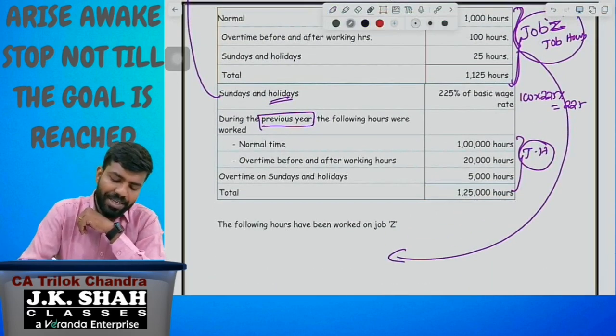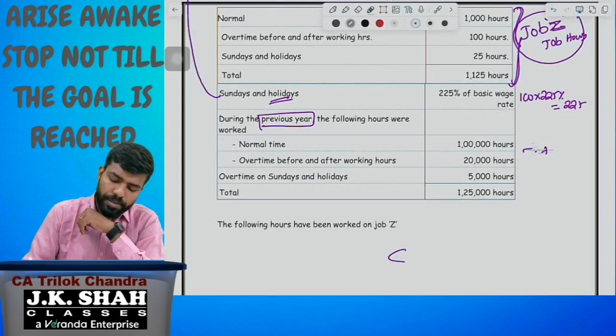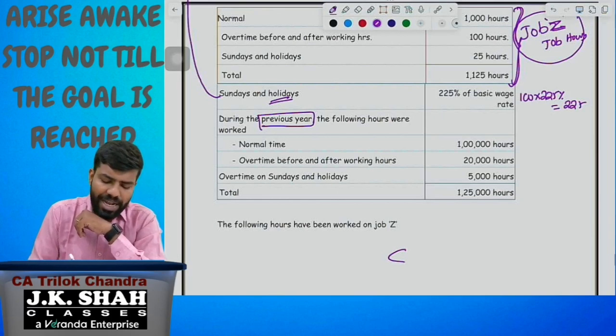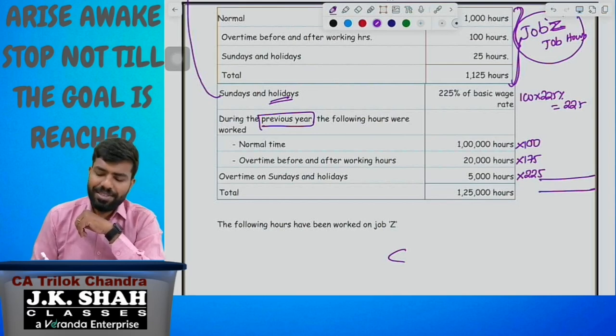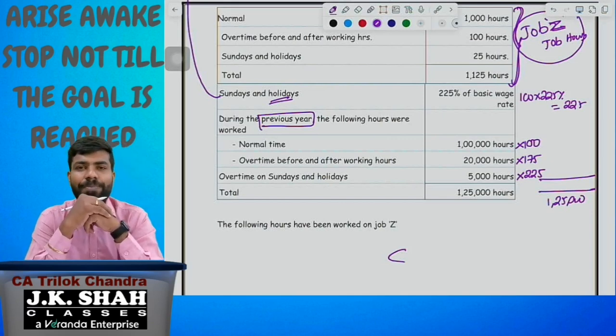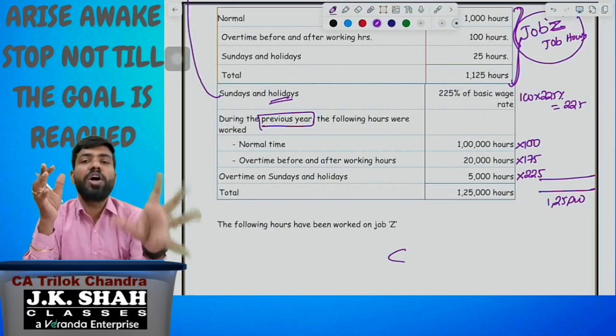Total hours worked. Let me take this. Total hours worked during normal time is 1 lakh. Each hour will be paid at the rate of 100. Overtime before and after working hours, 20,000. Each hour will be paid at 175. Overtime on Sundays and holidays, each hour will be paid at 225. We already discussed this. If you make a total, we get the total wages divided by number of hours. Totally how many hours? 1,25,000 hours. We'll be getting the revised labor hourly rate. Using that, we are going to charge it to job Z.